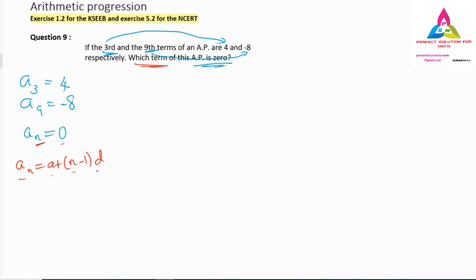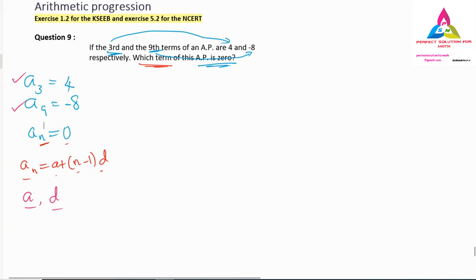In this situation we can't solve directly as we did in a previous video which I have told. First we have to find the a value, then we have to find the d value. If you know a and d, then we can find any of the terms. So first we will find this a and d by the given A3 and A9.